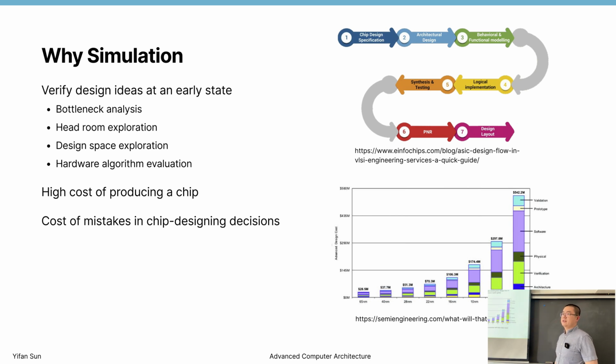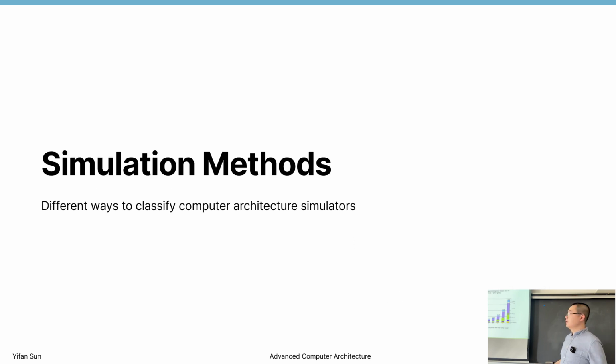And this can also be easily done by a computer architecture simulator. For hardware algorithm evaluation, we want to replace the algorithm that runs on hardware, then we can test different algorithms. So everything related to simulation is we want to reduce the cost and quickly rule out the ideas that are not feasible, even without doing low-level RTL, Verilog, or sequential logic level design. Okay, that's why we want to use simulation. At the beginning, I want to talk about simulation methods. So in general, how we run simulation.